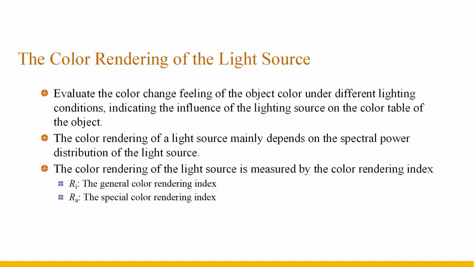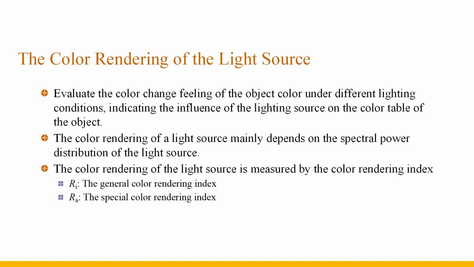The color rendering of a continuous spectrum is better. The light source radiation, composed of several specific wavelengths of color light, also has a better color rendering effect. The color rendering of the light source is measured by the color rendering index, which is expressed by the general color rendering index and the spectral color rendering index.